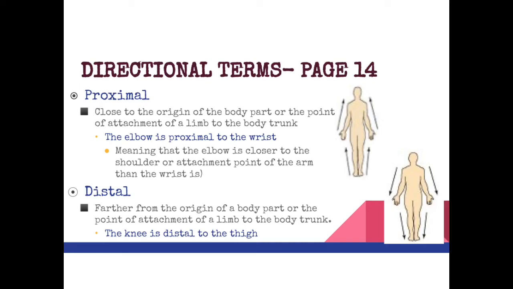So the knee is distal to the thigh. Okay, so here's the knee, here's the thigh. The thigh is closer to the point of attachment of the leg to the body trunk. So the thigh is proximal, where the knee is distal, because the knee is farther than the thigh from the body trunk.